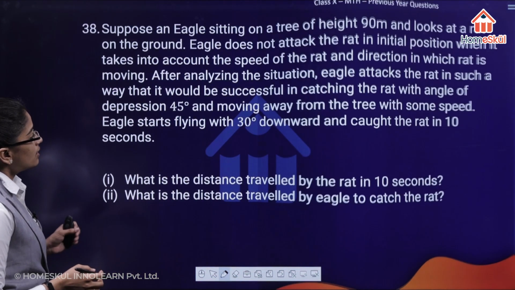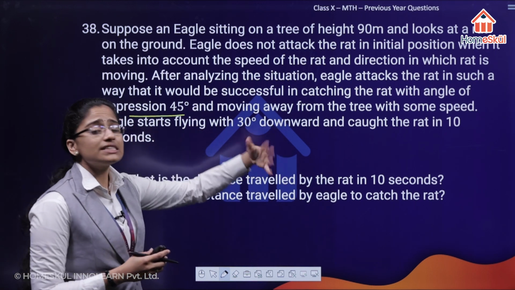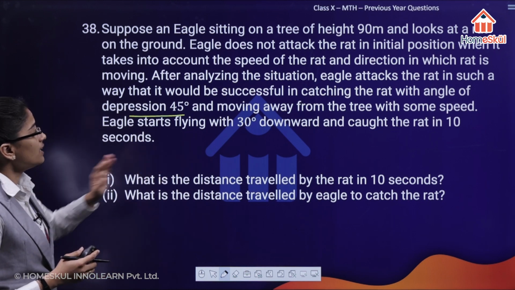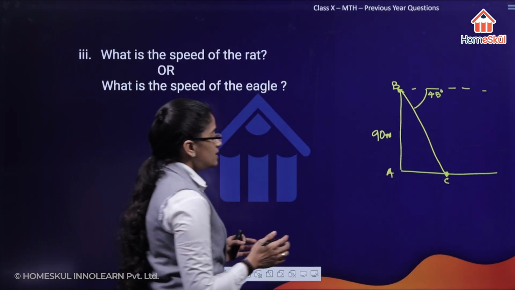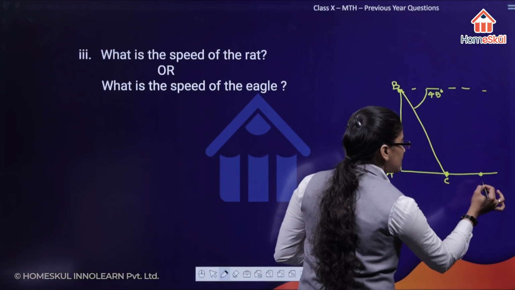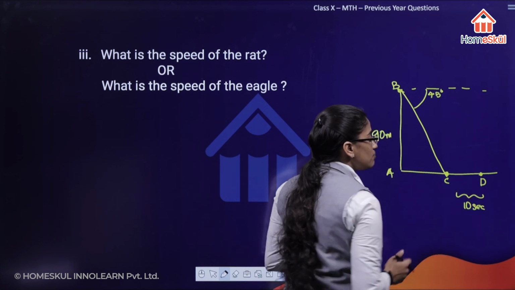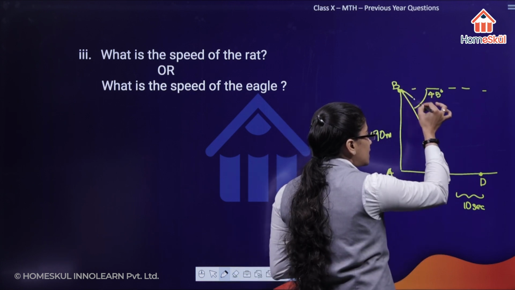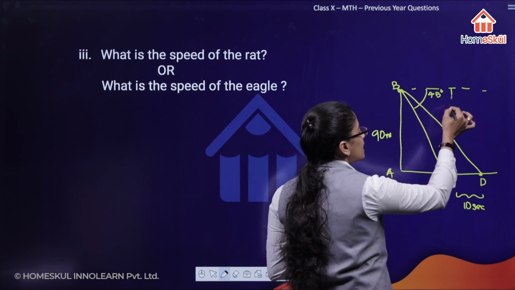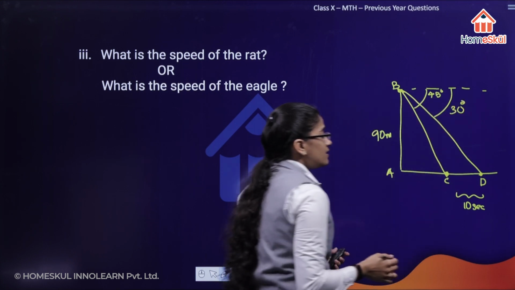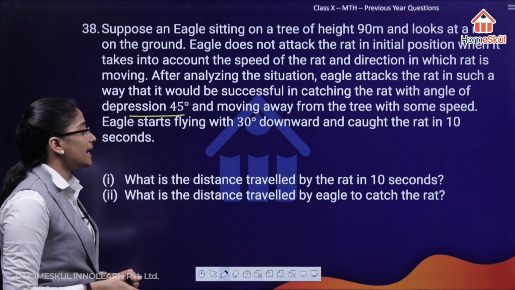Now what happened? Now the rat is moving away from the tree with some speed. Eagle starts flying with 30 degree downward and caught the rat in 10 seconds. That means after 10 seconds, the rat reached some position D, and at this point, eagle caught the rat. And what is this angle? This angle is 30 degree, right? Because it is given that eagle starts flying with 30 degree downward and caught the rat in 10 seconds.